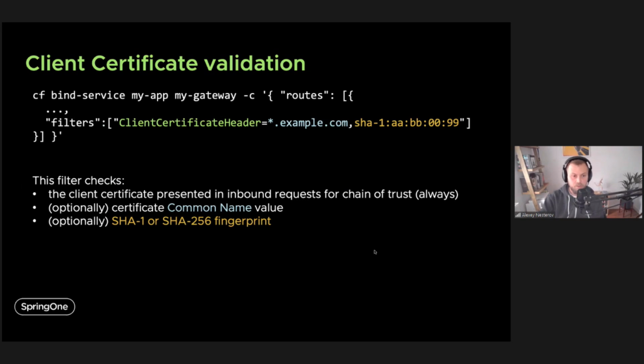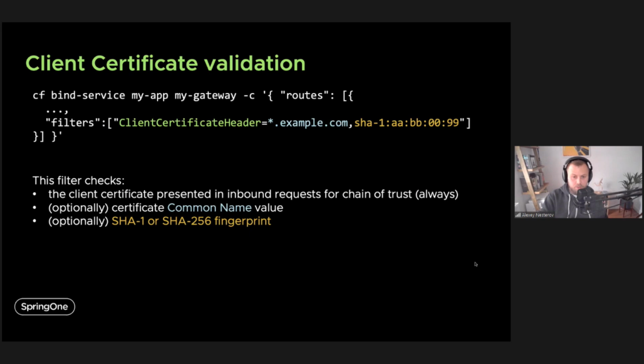You can define this client certificate header filter on your route definition, and it will extract the certificate from the XFCC header. It will validate the certificate for you, so you don't have to do that, and then it can run extra validations if you want. You can check that the common name matches what you specified, and you can also validate the fingerprint. If the common name or fingerprint does not match, it will just reject the request with a 403. So that's how you can use mutual TLS and perform extra checks on the client certificate using Spring Cloud Gateway.